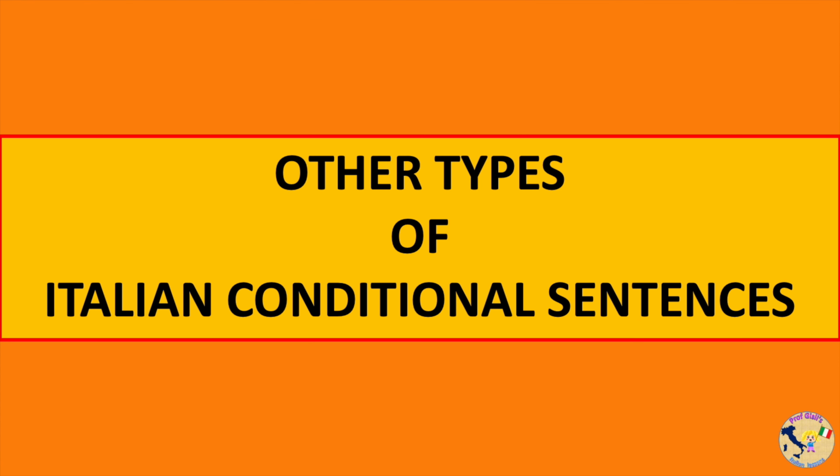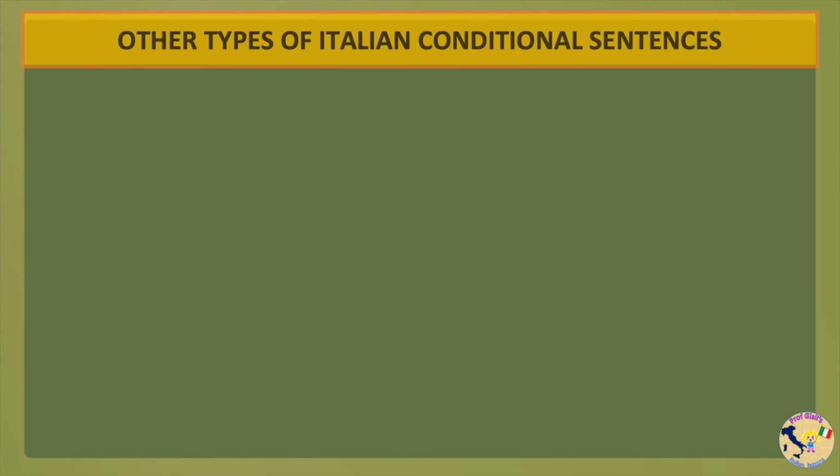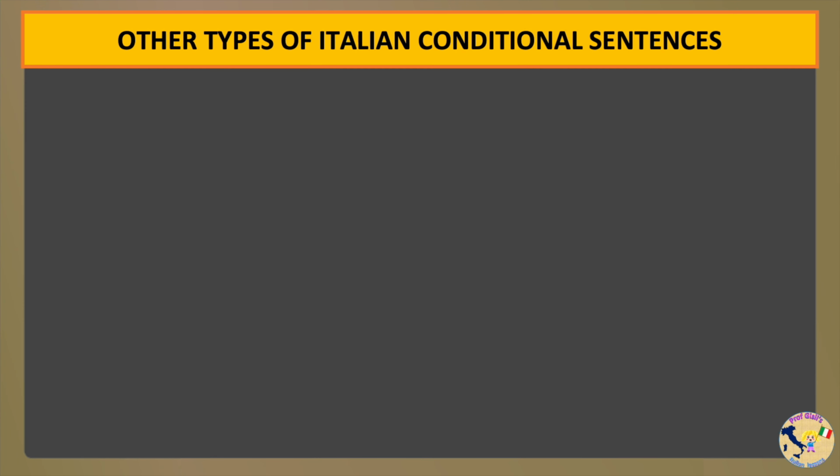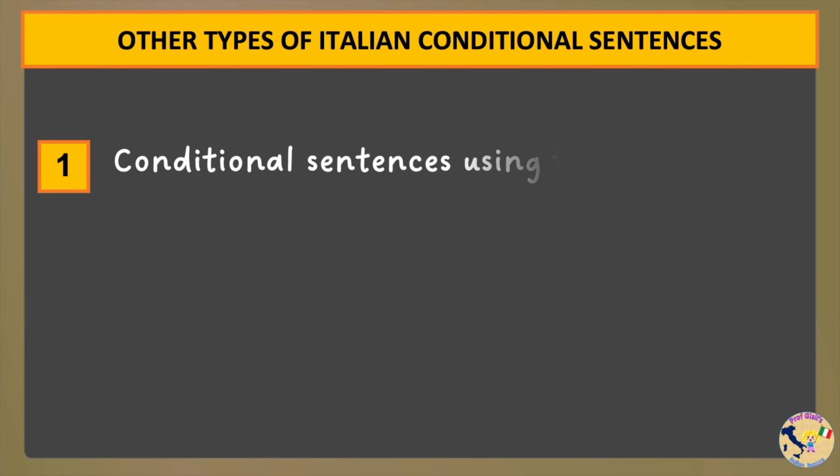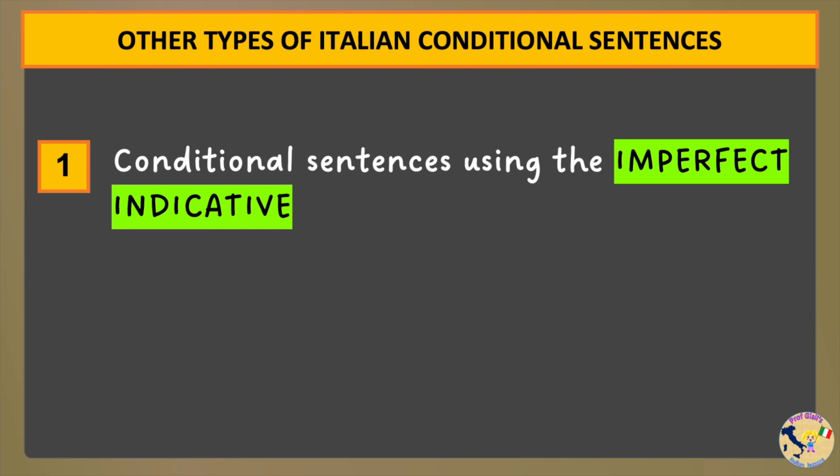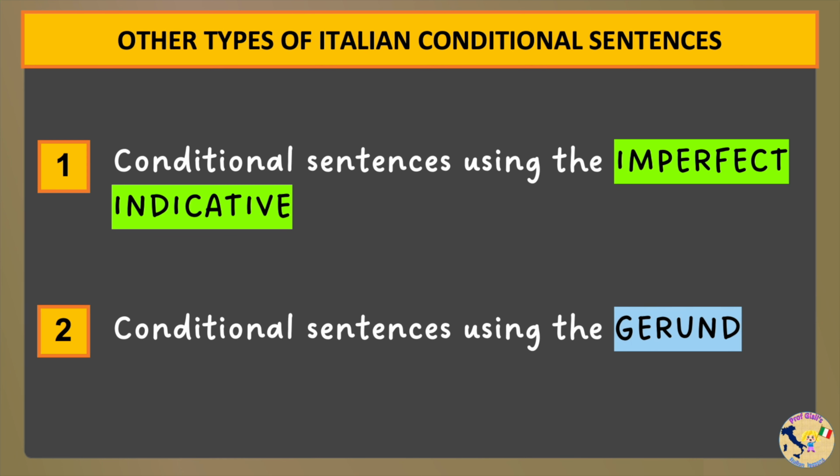Other types of Italian conditional sentences. Alongside the basic Italian conditional sentence structures we have just seen, other structures might be used to express conditions or hypotheses. Two in particular are worth mentioning: conditional sentences using the imperfect indicative and conditional sentences using the gerund. Let's look at each of them in detail.